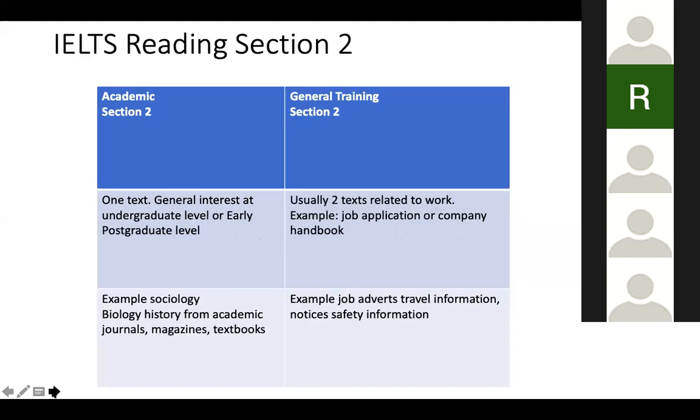So section 2 of your reading. Section 2, this is the difference. Academic, the level increases. So you'll be getting texts at an undergraduate, late undergraduate, or early postgraduate level. Whereas in general training, it's going to be something related to work. Okay, this will be your job application, job description, a company handbook, a manual.